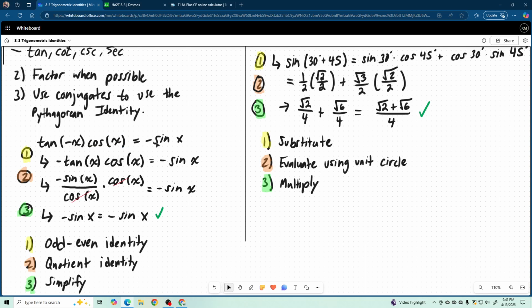So the cosine of x is fine. The negative sine of x is fine. It's this tangent of negative x that we're going to have to do a couple things to get it in terms of sine and cosine.